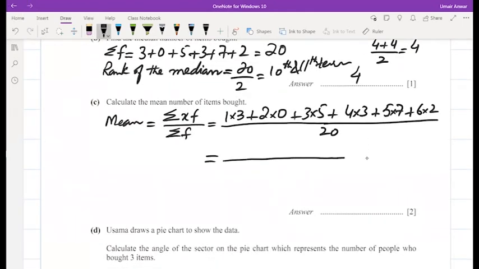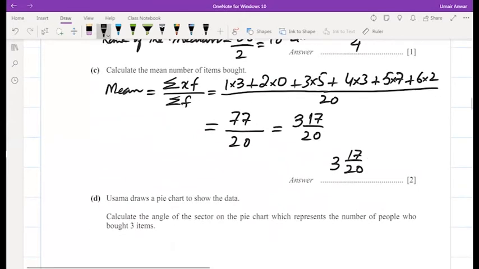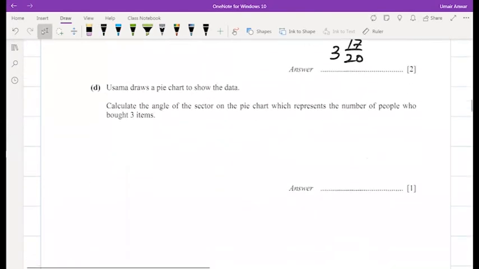And the answer we get over here is 77 upon 20, which can be changed as 3 whole 17 upon 20. So the mean of the given data is 3 whole 17 upon 20.